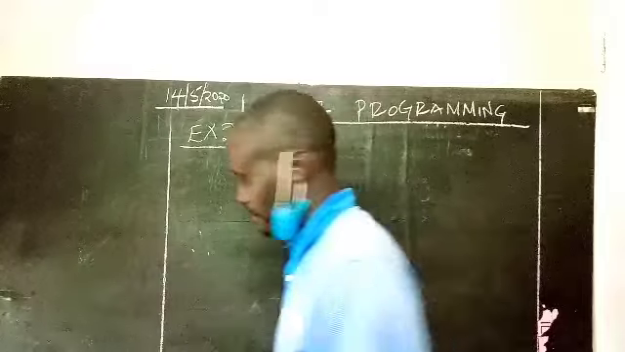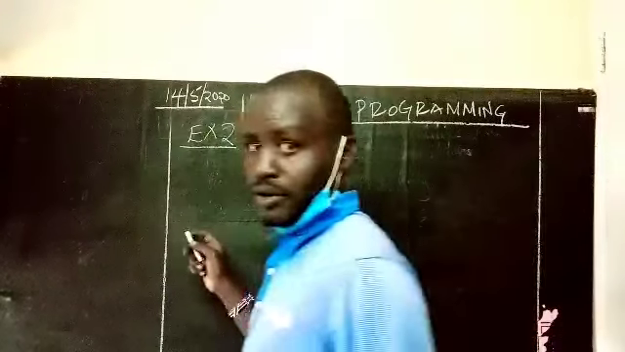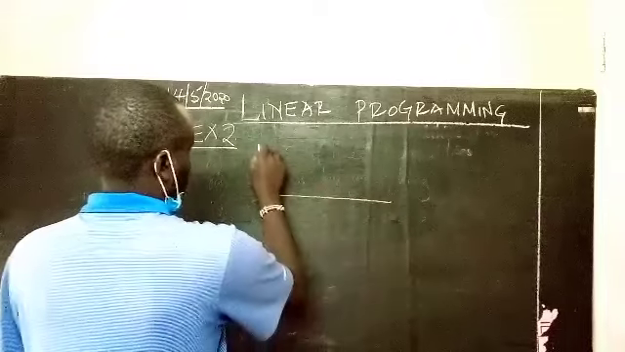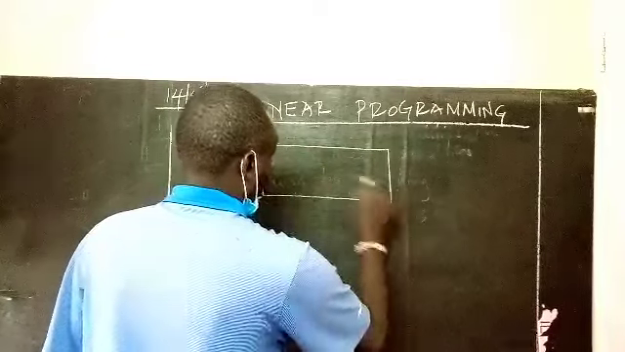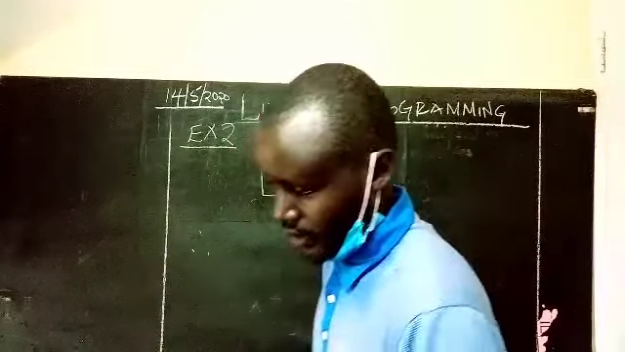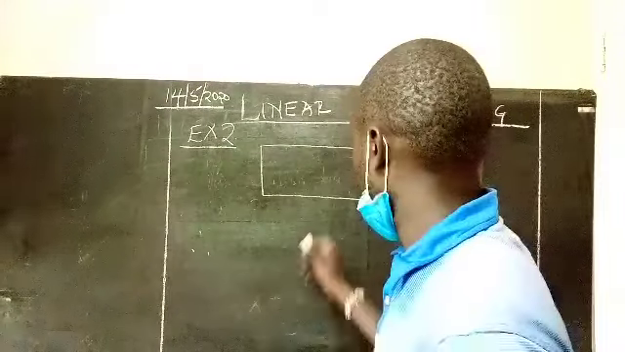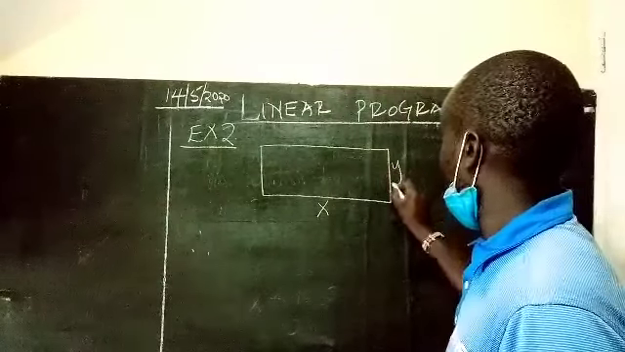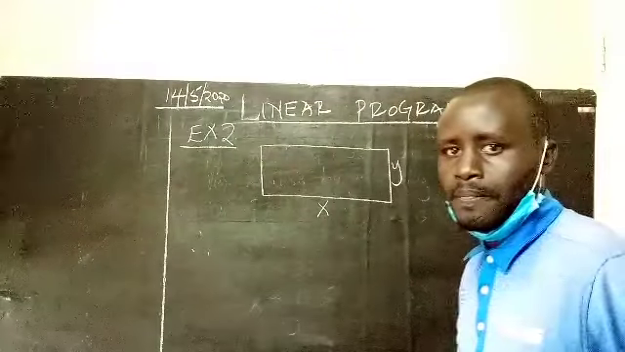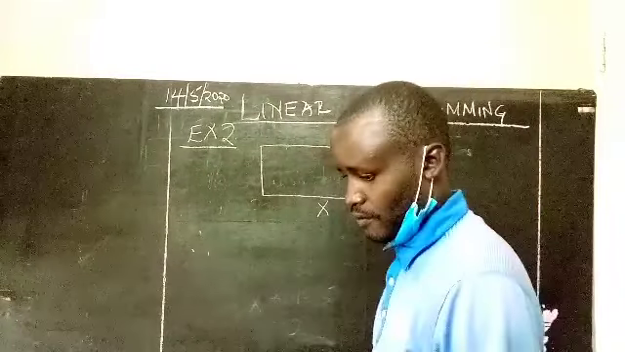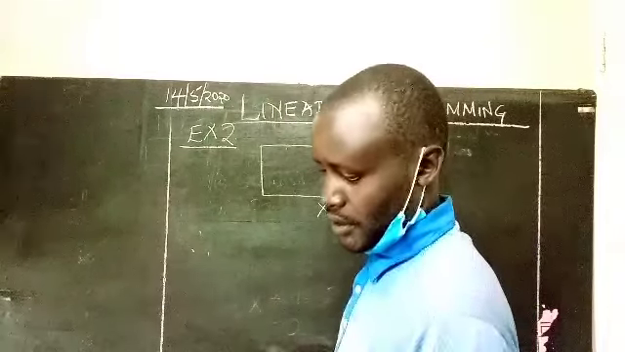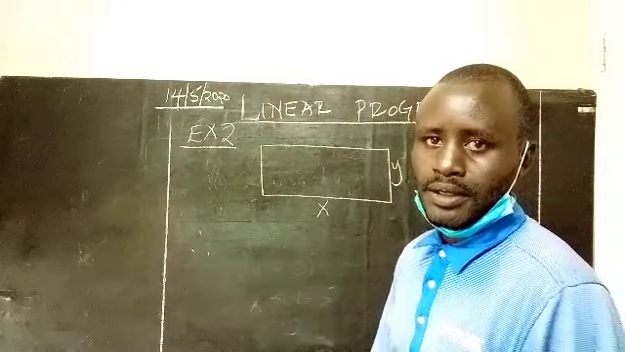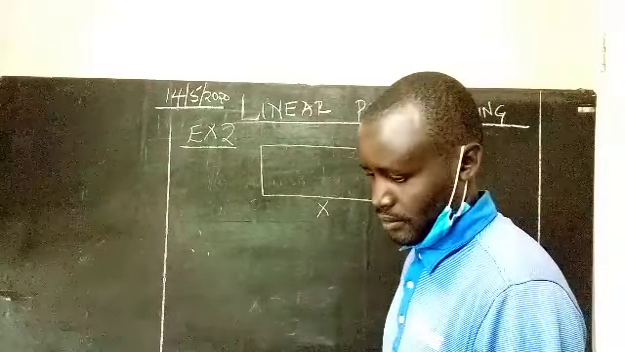So we have a perimeter. We have a rectangle. We are given that length is x centimeters and width is y centimeters. Perimeter of this rectangle is given as more than 10.